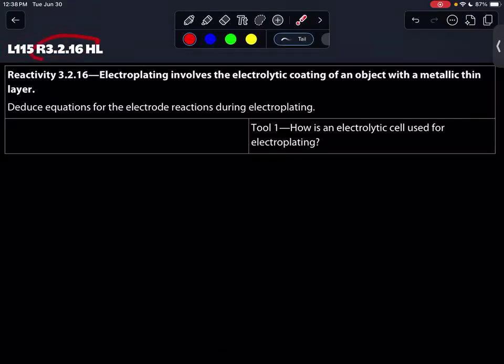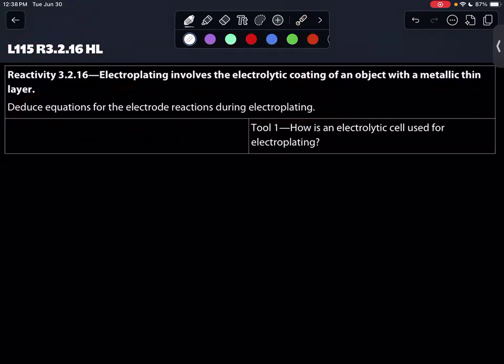Today we're doing reactivity 3.2.16. It is an HL topic. We're discussing electroplating, how it involves the electrolytic coating of an object with a metallic thin layer, and we will deduce equations for the electrode reactions during electroplating. We're just going to talk about them. It's going to be a pretty simple application of electrolysis that we learned earlier in this unit.